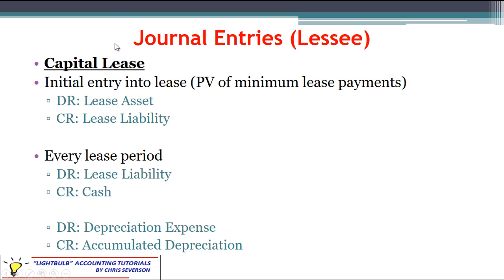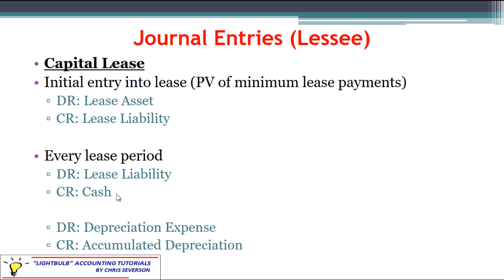If this were a capital lease, on the other hand, the initial entry into the lease, we would have to calculate the present value of those minimum lease payments, and that's going to become the cost, so to speak, of the asset, the value. We would debit the leased asset, credit the lease liability, and it looks as if we borrowed a certain amount of money and we recorded an asset. Every lease period, then, what we would be doing is debiting lease liability to reduce it because we paid it off, and crediting cash for the amount we paid.